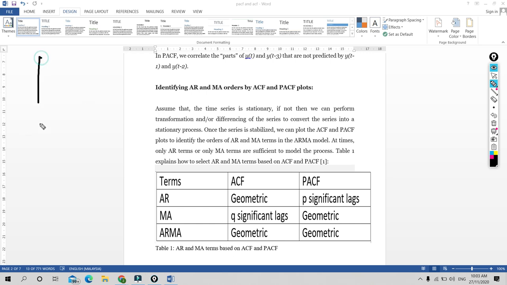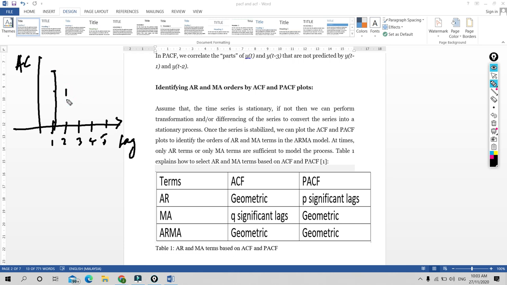Here are the lags, also 1, 2, 3, 4, and 5. There is a spike here. Let's say this point is 0.45, the significant level here. The coefficient is 0.45, which is normally significant. Now let's say I have one spike here, and the rest is below this point.